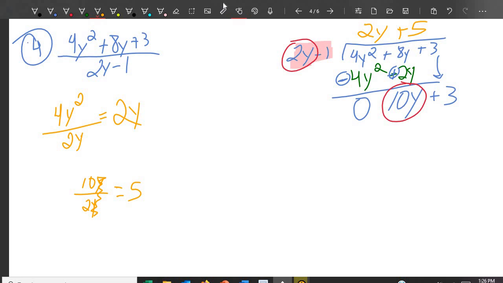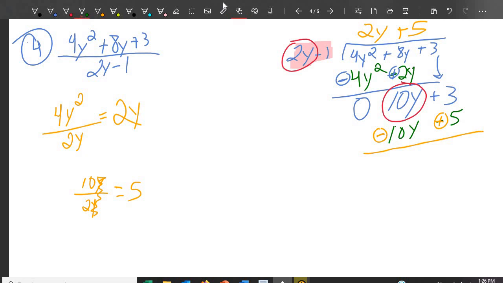Now we take the positive 5 and multiply it by what I've got highlighted in pink. So we're going to get 5 times 2 is 10y. 5 times negative 1 is negative 5. Now we're ready to change the signs. This becomes a negative 10y. This becomes a positive 5.